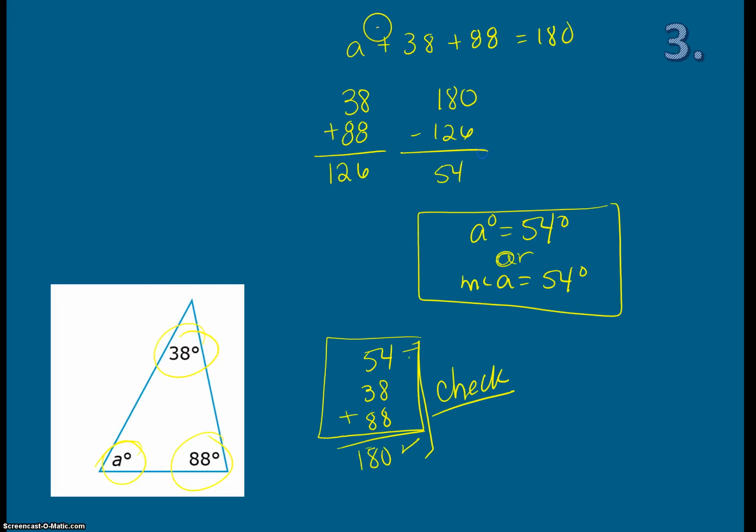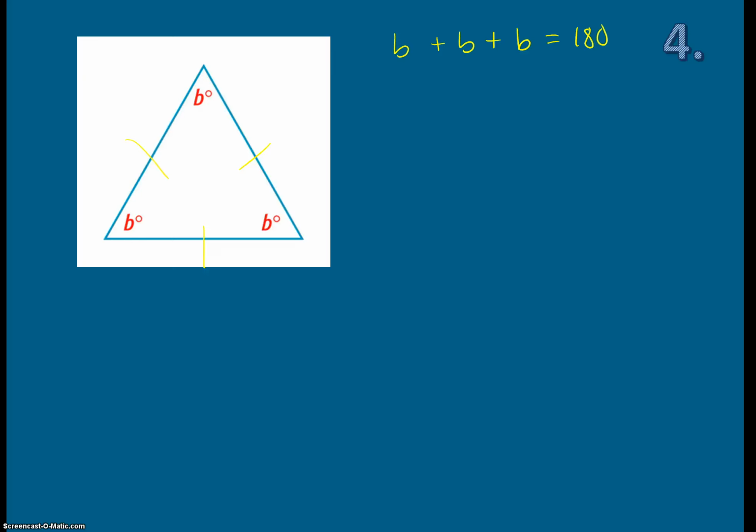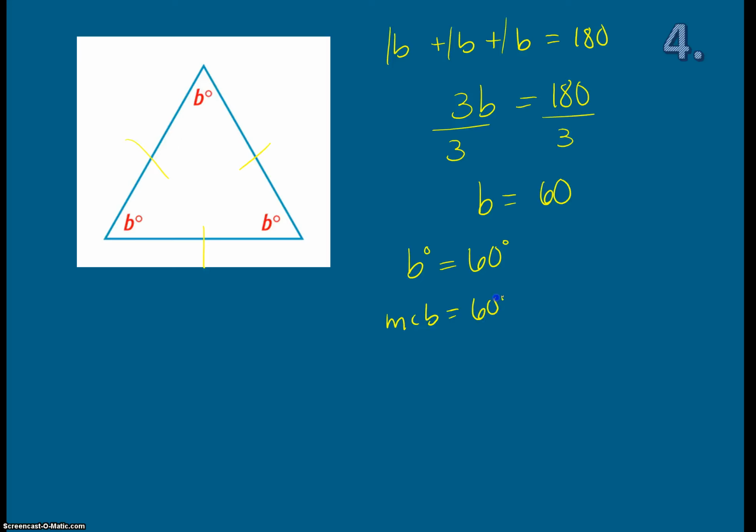So if I have one B plus another B plus another B, I have 1 plus 1 plus 1, or 3 B's. If I divide both sides by 3, I get each angle is equal to 60 degrees. So B degrees is 60 degrees, or the measure of angle B is 60 degrees.